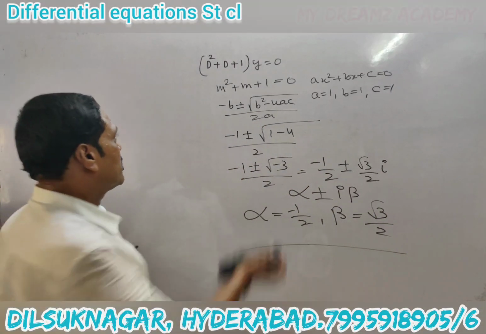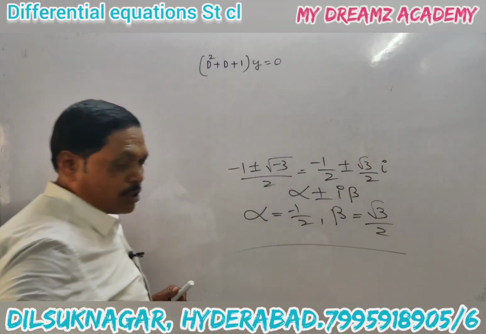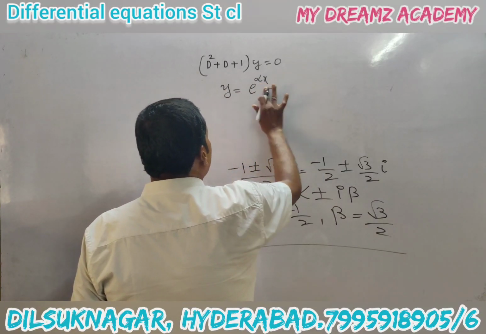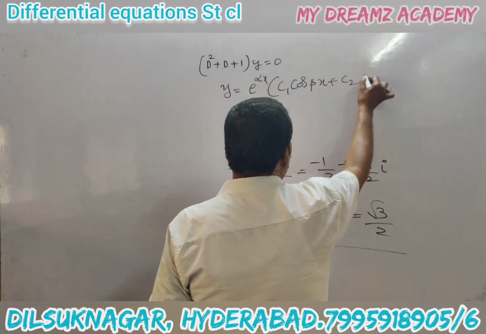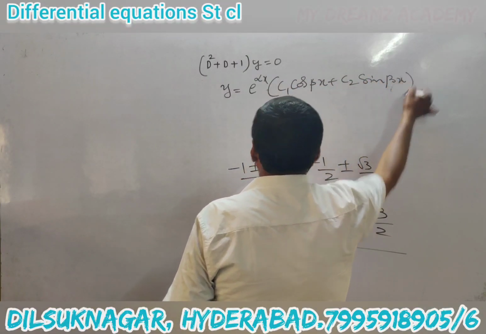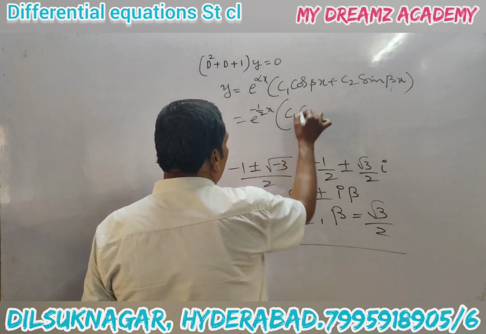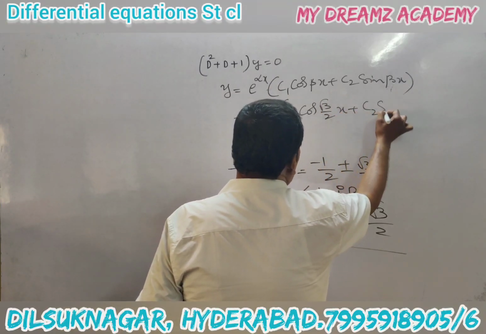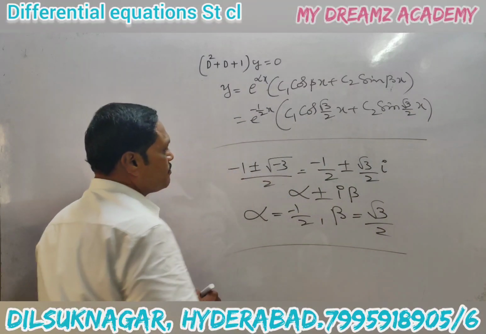Then the general solution. What is the general solution for case 3? Case 3 is complex roots. That is, y is equal to e power alpha x into (c1 cos beta x plus c2 sin beta x), which is e power minus 1 by 2 x into (c1 cos root 3 by 2 x plus c2 sin root 3 by 2 x). In this way, you should write the solution. Okay.